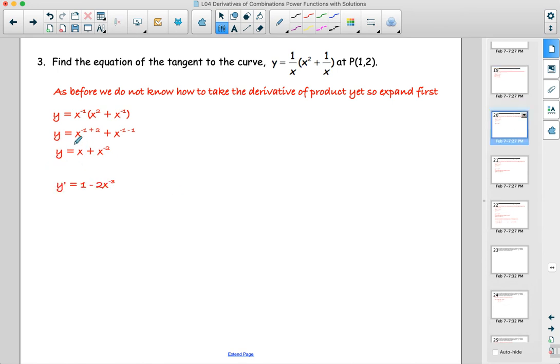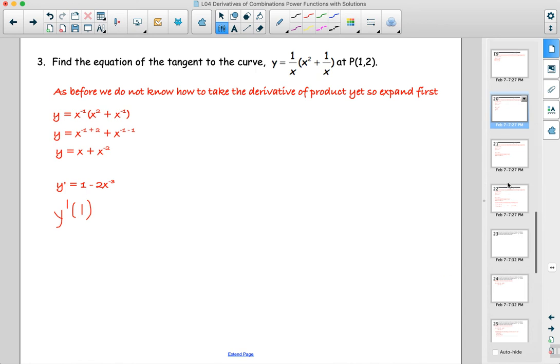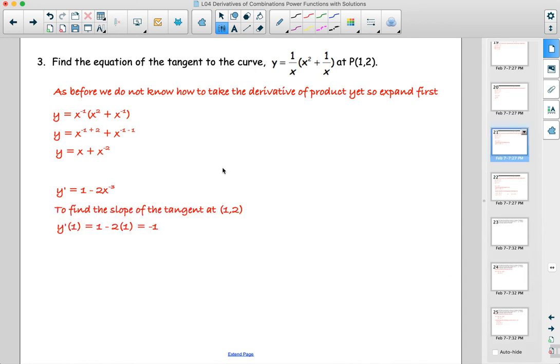So the derivative of x is 1, and the derivative of x to the negative 2 is negative 2x to the negative 3, negative 2 minus 1. After we've done that, we now have the slope of the tangent anywhere. Initially I said we need y prime at 1. So now you're going to find what y prime at 1 is by plugging 1 into there. So let's look at that on the next slide.